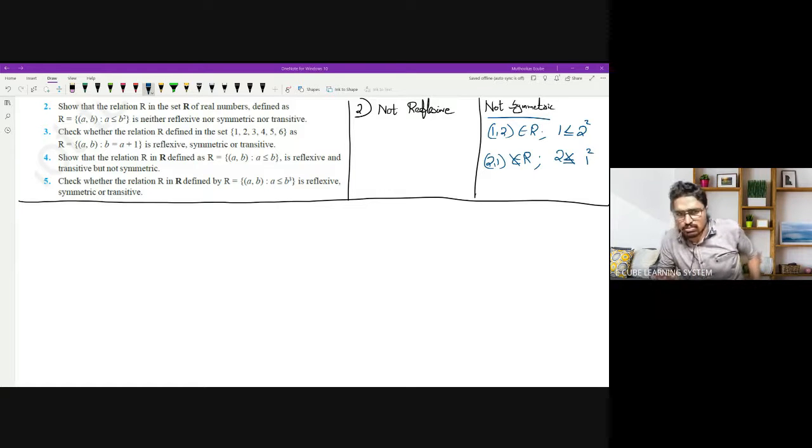ഒരെണ്ണം മാത്രമൊന്നുമല്ല, ഒരുപാട് എക്സാമ്പിൾസ് എടുക്കാം. You can take 2 3 and 3 2, 3 4 and 4 3. In all these cases we can say that one of them will belong to the relation while the second one will not. ഇതാണ് കേട്ടോ. കുറച്ചുകൂടെ ഫാസ്റ്റ് ആവണം.